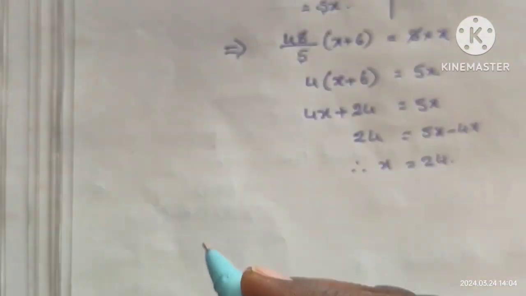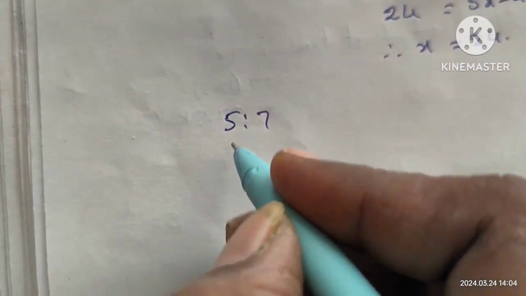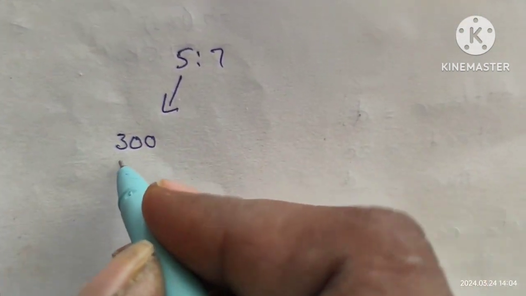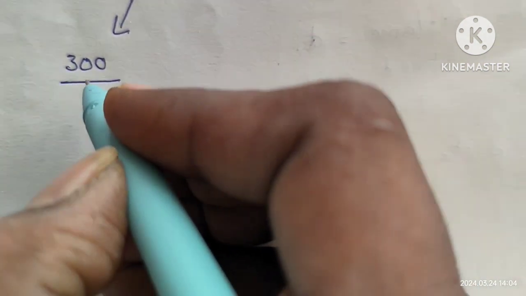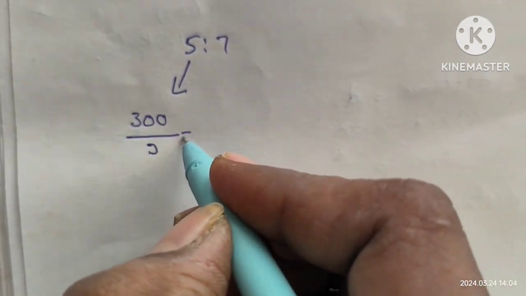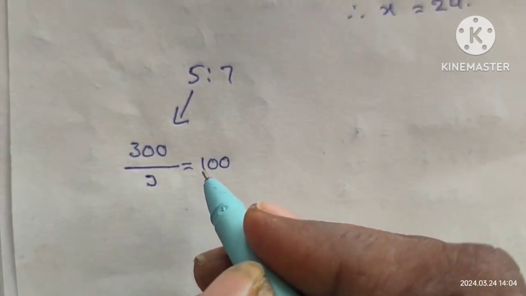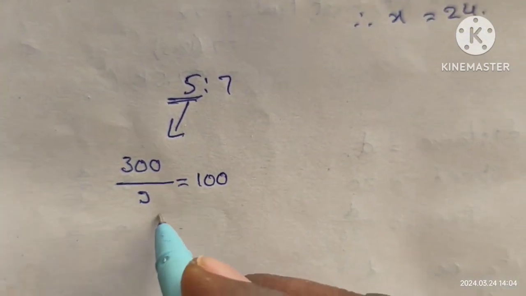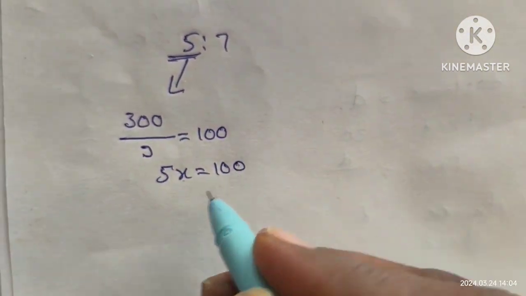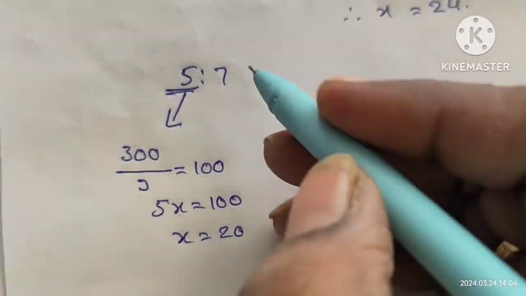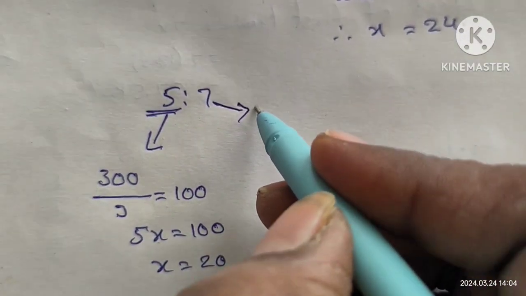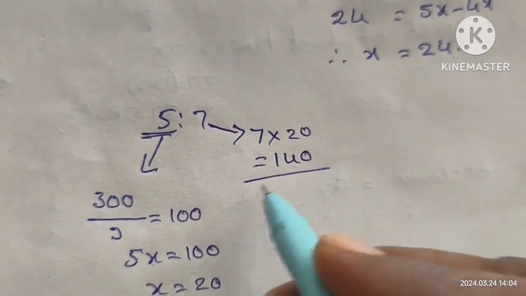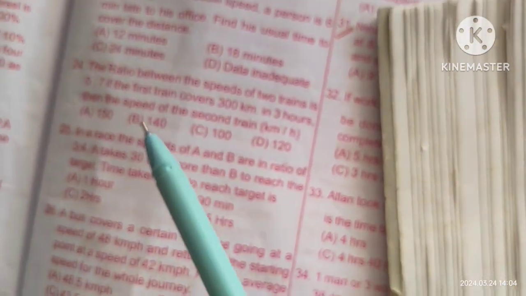Same model. The ratio is 5:7 for the first train. They gave the distance as 300 kilometers and the time as 3 hours. So its value is 100, meaning the speed is 100 kilometers per hour, but according to the ratio it is 5x. So 5x equals 100, x equals 20. Then the speed of the second train is 7x, which means 7 into 20. It is 140. So 140 kilometers per hour.